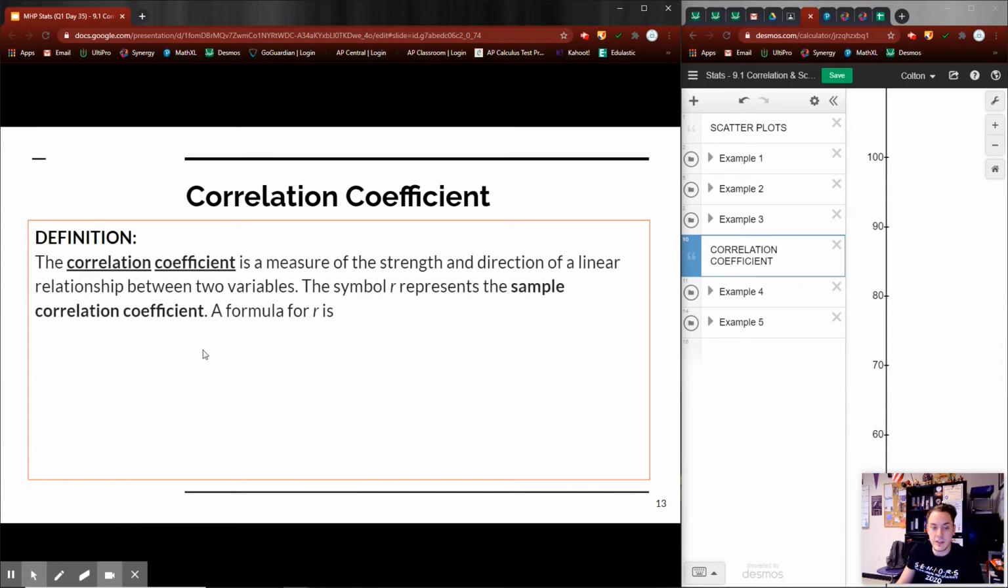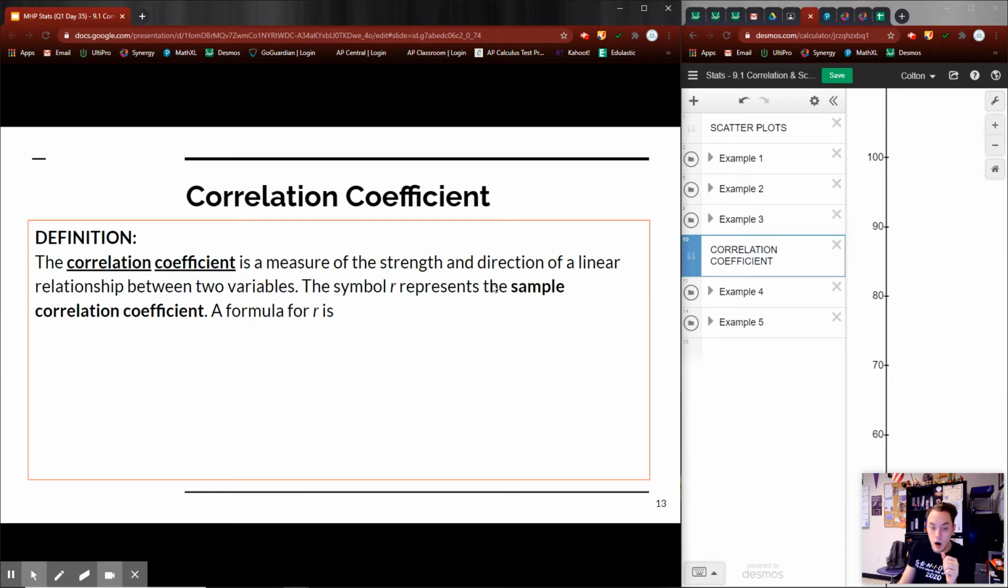All right, here's the definition. The correlation coefficient is a measure of strength and direction. So it's a measure of strength and direction, so whether it's positive or negative, but also how strong this relationship is. So if I want to know how strongly two variables are connected together, like Old Faithful's eruption and time, or height and weight, or GPA and exercising, I can use what I call the correlation coefficient.